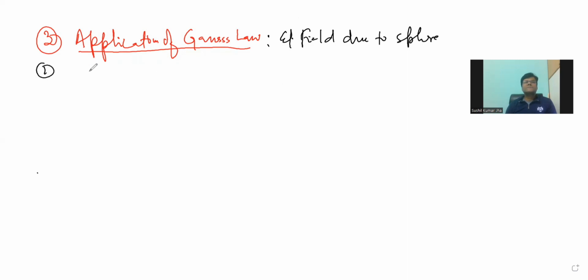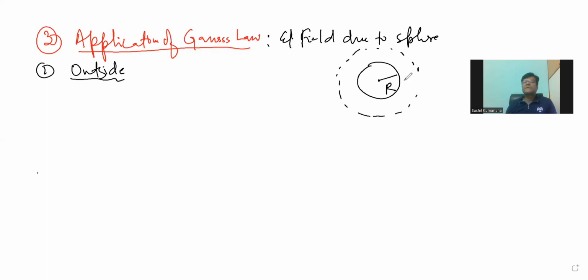There are 3 cases in this. First, outside the sphere. When we talk about a sphere, let's say this is a sphere having certain radius capital R, and we are at a point like this. Again, we draw a Gaussian surface around it, and we want the field over here at point P. So ds acts like this. Electric field would also act along the same line.